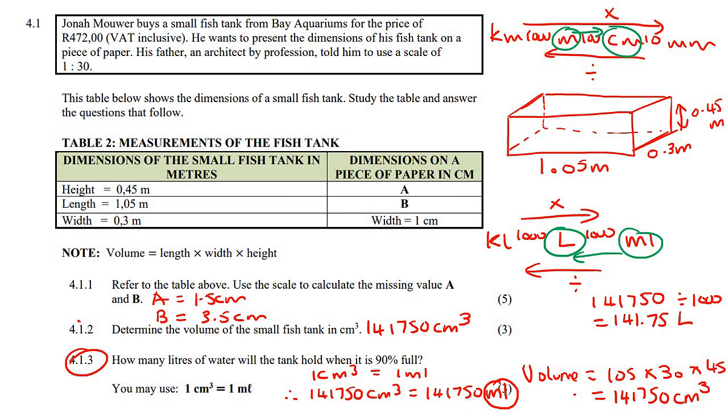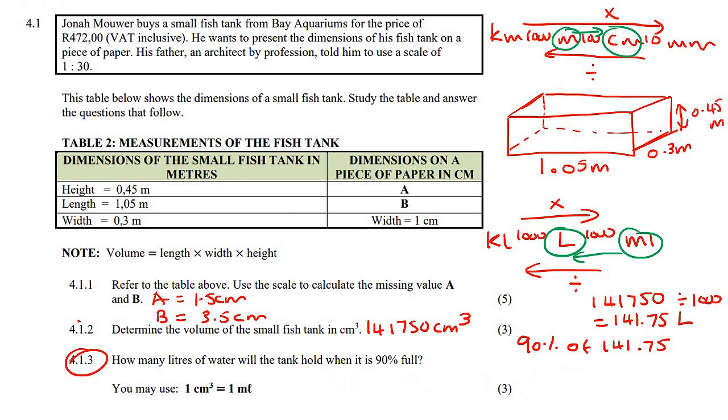But now that would be if the tank was completely full all the way to the top, right? But they said that it is 90% full, so we need to find 90% of that number. So 90% of 141.75. Now, we know that if you type this on the calculator, it'll give you 0.9. Of means times. And if you calculate this, you end up with 127.575, and that would be in liters.